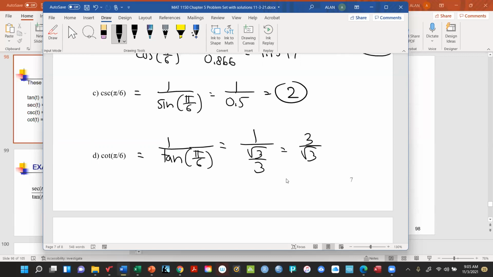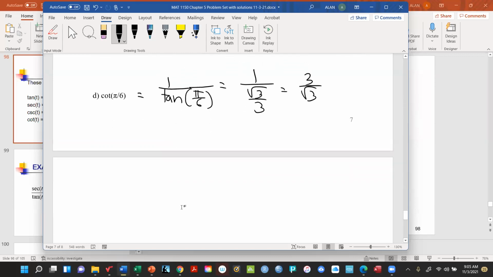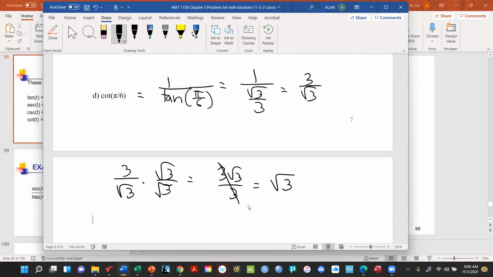Now, of course, there we go again. We have a radical 3 in the denominator, which we don't normally like to have. So 3 over radical 3 is the same as 3 radical 3 over 3. Oh yeah, look at how that turned out. But that is easier, isn't it? Yeah, it's just radical 3. Now, radical 3 is approximately 1.73.